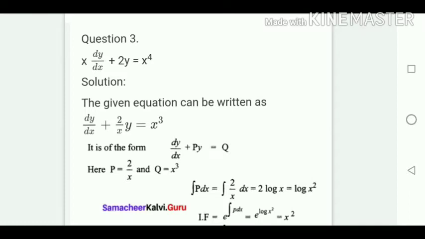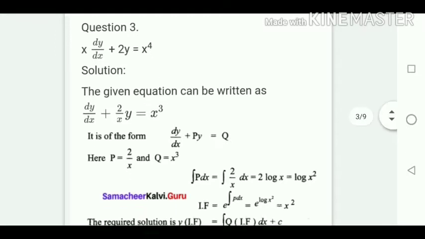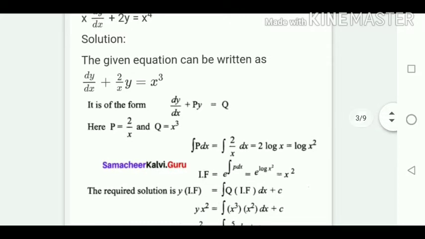Here the value of p equal to 2 by x, that is the term which is the coefficient of y. Here the coefficient of y is 2 by x, that is p, and the q value equal to x cube, that is the term on the right hand side.